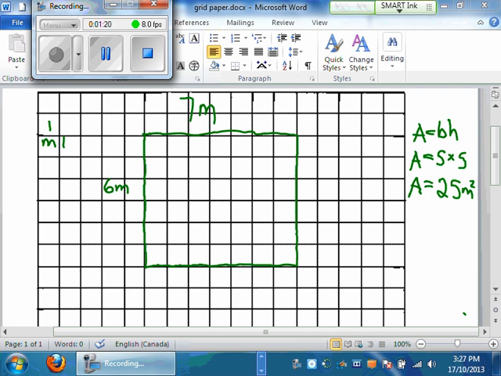All right, let's take a look at this other rectangle here. So we've got dimensions on here, 6 meters in height and a 7 meter base on this rectangle. So we can simply calculate that this would be 6 times 7, and therefore the area would be 42 meters squared.